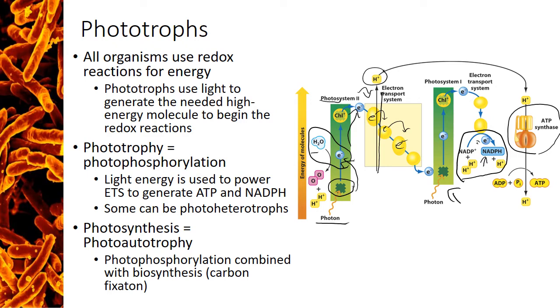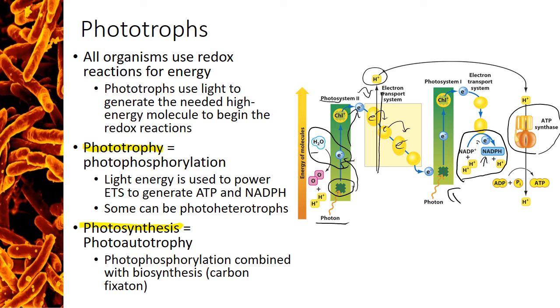One thing to note is there's a difference between phototrophy and photosynthesis. Phototrophs use this light-powered electron transport chain to make ATP to power all of the bacterial cellular processes. Some of these organisms are autotrophs, also using carbon dioxide to make molecules, but some are heterotrophs and use organic molecules. This is different than photosynthesis that you may have learned in plants.